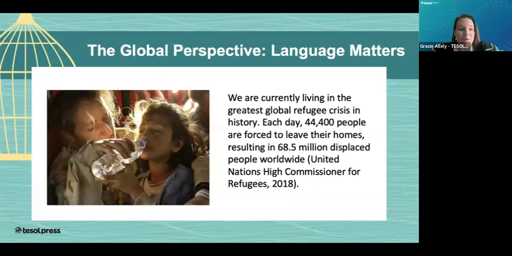So a global perspective, and in addition to that, of why language is so important. We're currently living in the greatest global refugee crisis in history. Each day, 44,400 people are forced to leave their homes, resulting in 68.5 million displaced people worldwide. So we are seeing a large increase of multilingual English learners, or ELs, who are in need of that language to be safe and successful in the spaces that they're in.